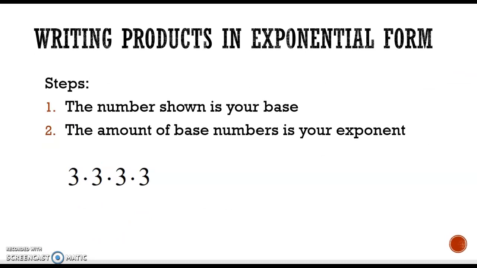Okay, so we took exponents, exponential form, and we wrote it out. We're going to work backwards, and we are going to condense these numbers. So you need to look at what number you see and how many you see. So since we see 3's, that means our base is 3. Since we see 4 of them, our exponent is 4.